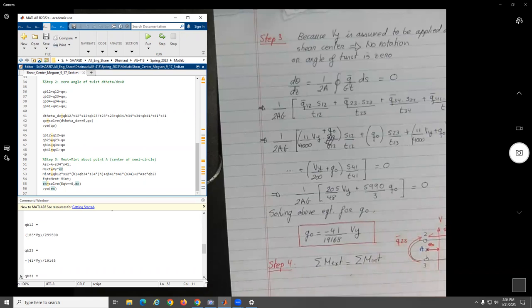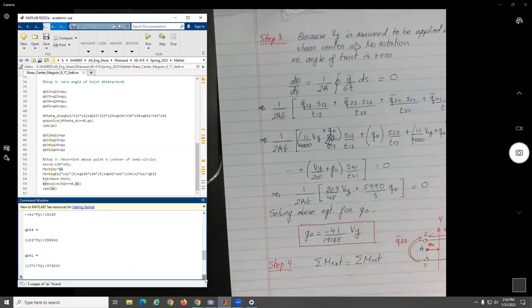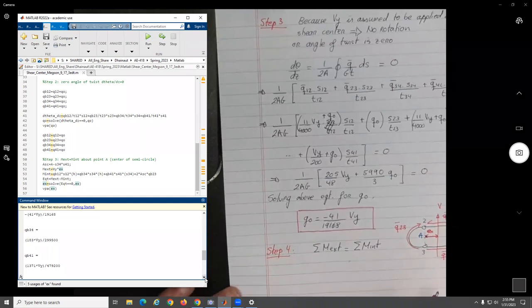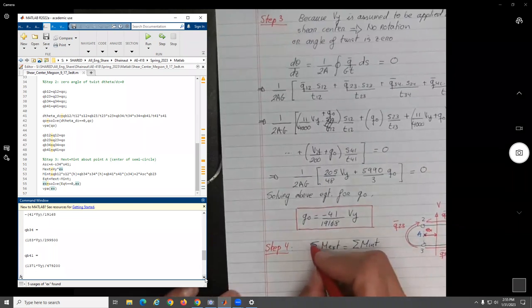Q3,4 is positive. Q41 is also positive. That's why the MATLAB code will not exactly look like the equation we're going to write down, okay? I'm surprised because this sign might be switched. But when you take the moments, you need to define about which point.